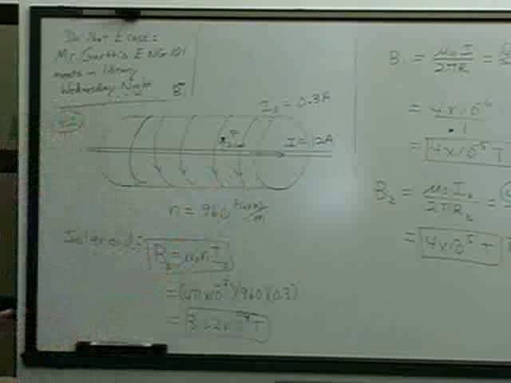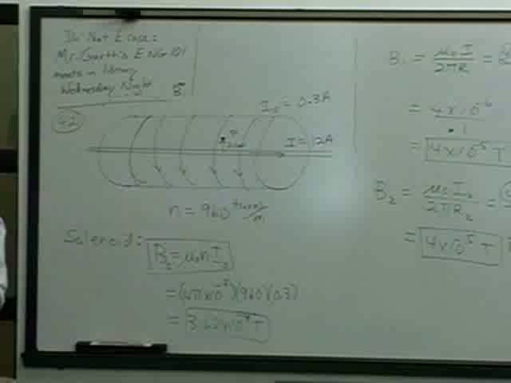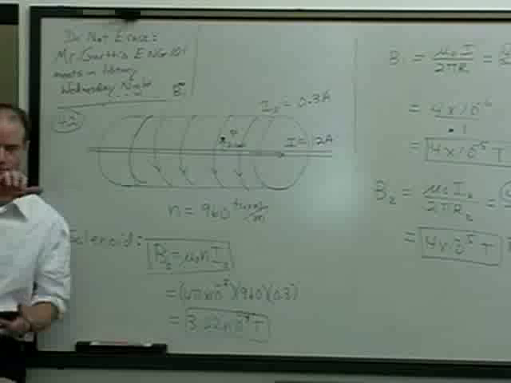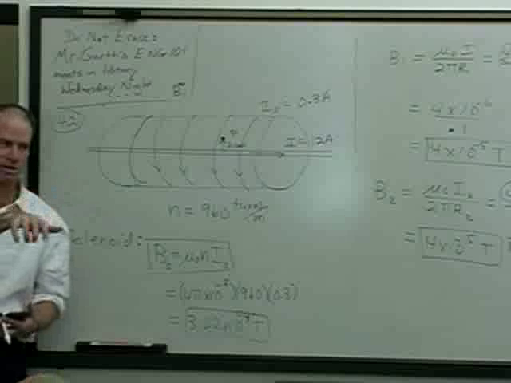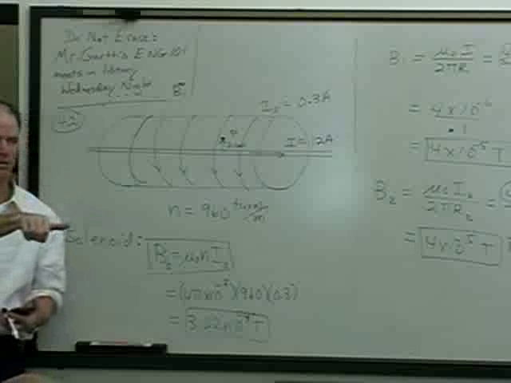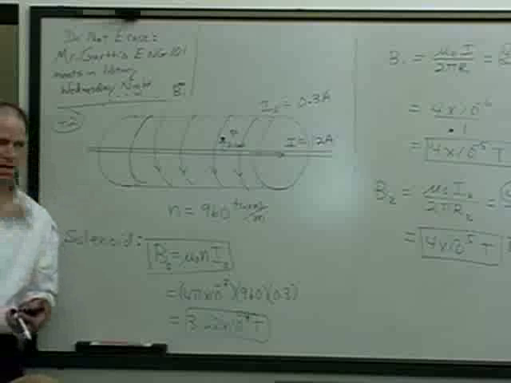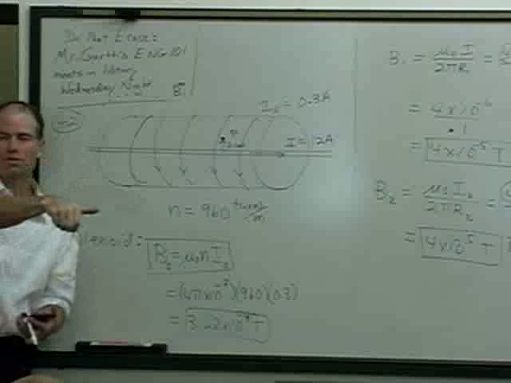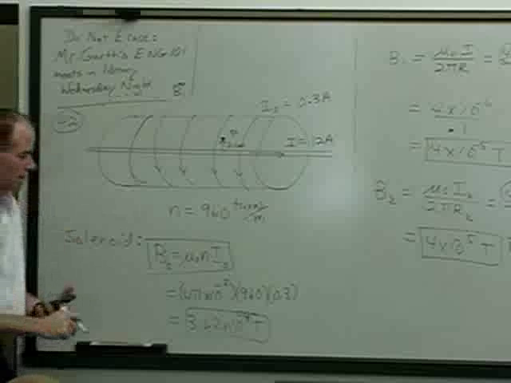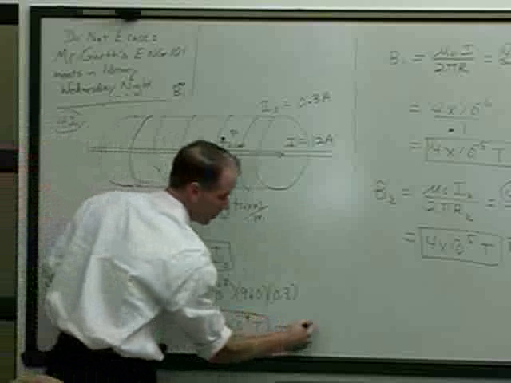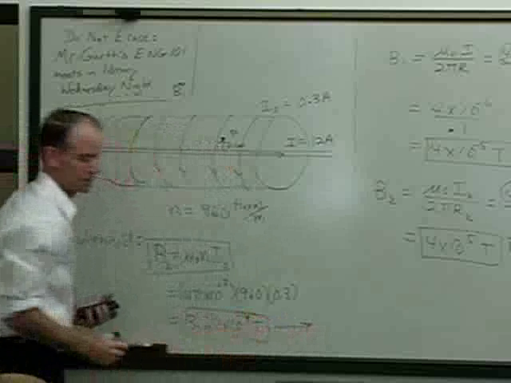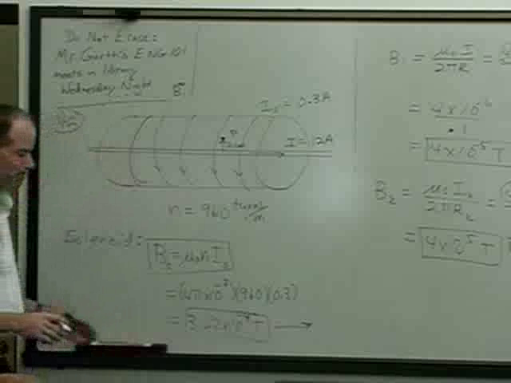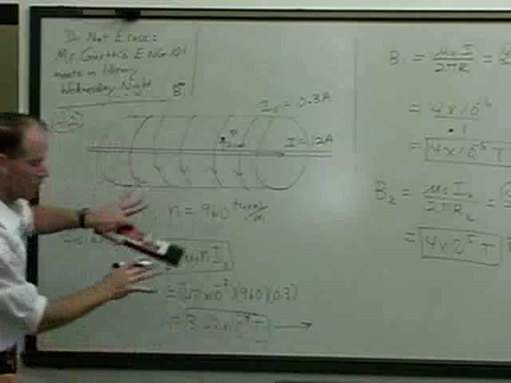So what would that make the direction through the solenoid? By the solenoid right-hand rule, curl your fingers in the direction of the windings, and your thumb points in the direction of the magnetic field. You have these loops like this, thumb points in the direction of the magnetic field. So this magnetic field is to the right, like this. All right, so that part's done.